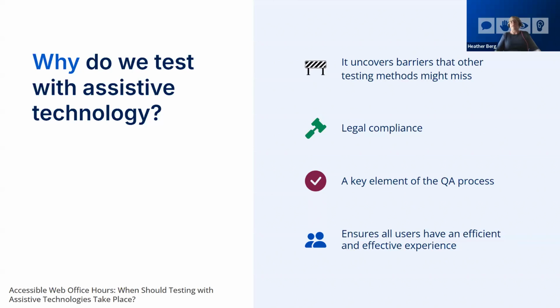And there are several laws and regulations coming into effect around the globe over the next couple of years that in fact mandate regular user testing with users with disabilities, as well as ongoing consultation with users with disabilities to inform accessibility projects and developments, as well as reporting those areas. So assistive technology testing is also a key element of any QA process that you might already have in place. And lastly, it just ensures that all users have an efficient and effective experience when they interact with your products.